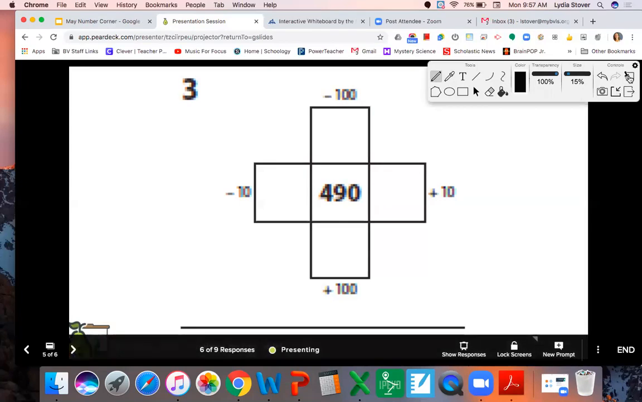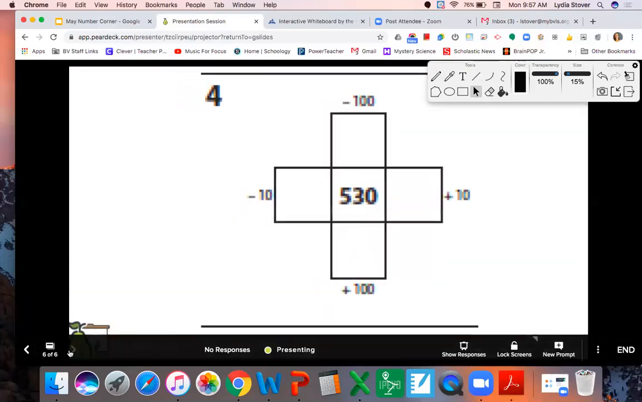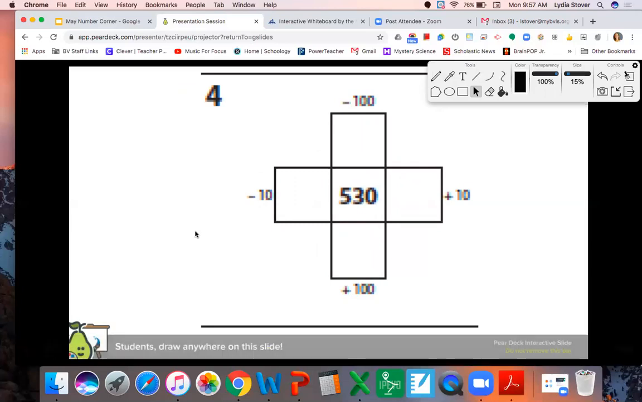All right, even if you're not done, I'm moving us on to our last neighbor number. Right here, 530. Put in what is 100 more, 100 less, 10 more, 10 less.